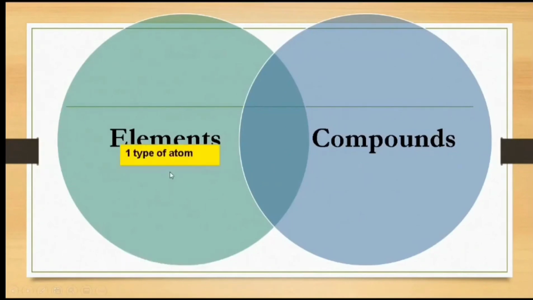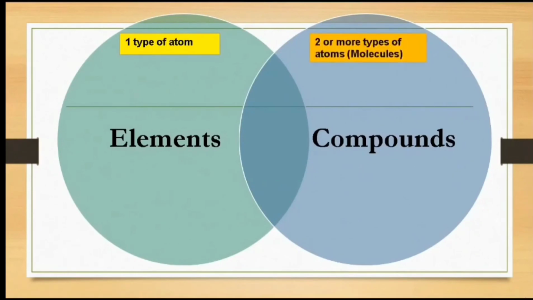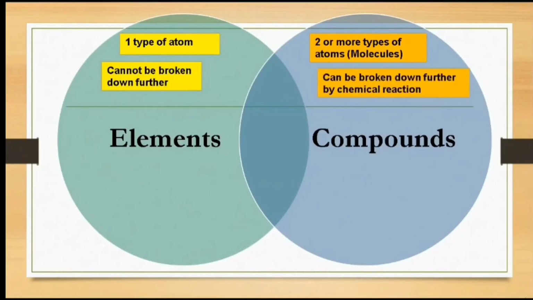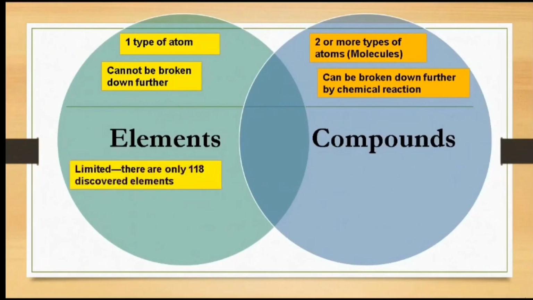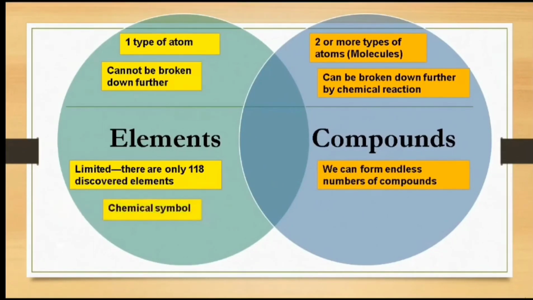Number 1, elements are composed of only one type of atom, while compounds are composed of 2 or more types of atoms, which are called molecules. Number 2, elements cannot be broken down further, while compounds can be broken down by chemical reactions. Number 3, elements are limited. There are only 118 discovered elements as of today, but we can form endless numbers of compounds by combining different elements. And number 4, elements are represented by chemical symbols, while compounds are represented by chemical formula.